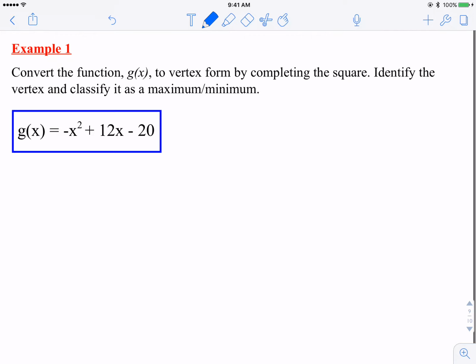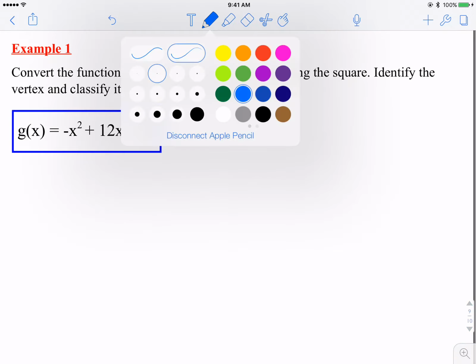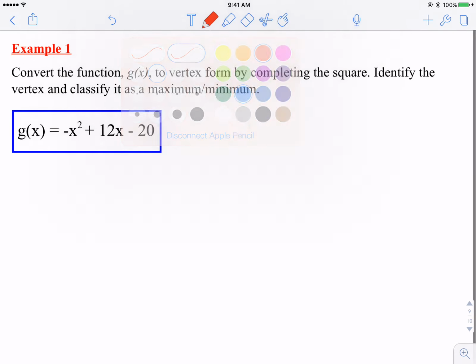We want to then identify the vertex and classify it as a maximum or a minimum. So we can kind of answer that right away. We could see here it is a negative function, but we'll get back to that later on. So first, writing it in vertex form. This is procedural, step by step in some ways. How you visualize it or how you conceptualize it is up to you, but these are the steps.